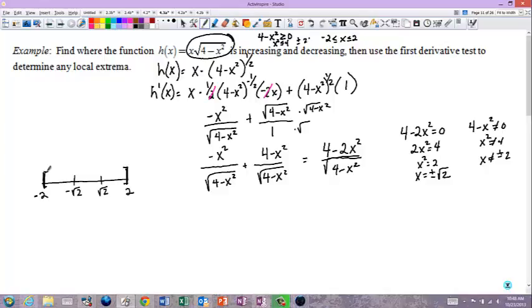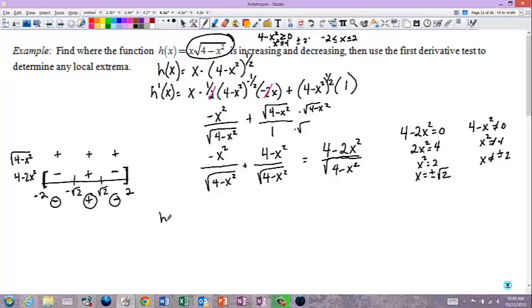Okay, and then we have the square root of 4 minus x squared and 4 minus 2x squared. We test points. On this interval, this piece is always positive. And then 4 minus 2x squared, if we plug in numbers, negative 1.5 would work. You're going to get a negative. And then 0, you're going to get a positive. And then 1.5, you're going to get a negative. So you end up with negative, positive, negative.